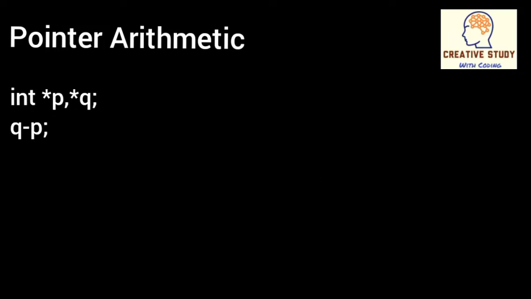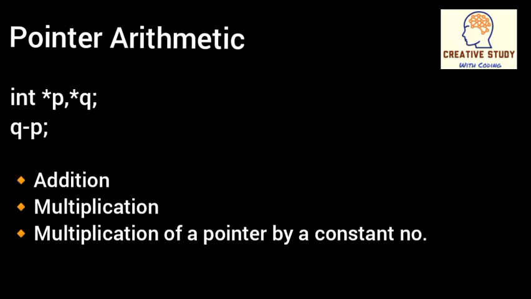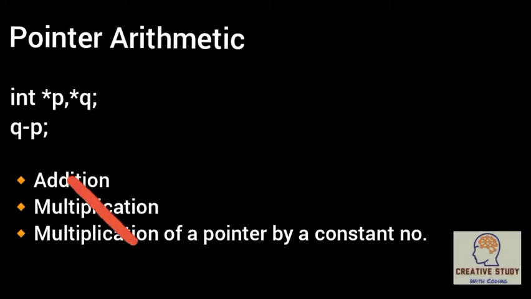We can subtract two pointers and it will give the number of elements between two pointers. But addition, multiplication and division of a pointer by a constant number is not possible.